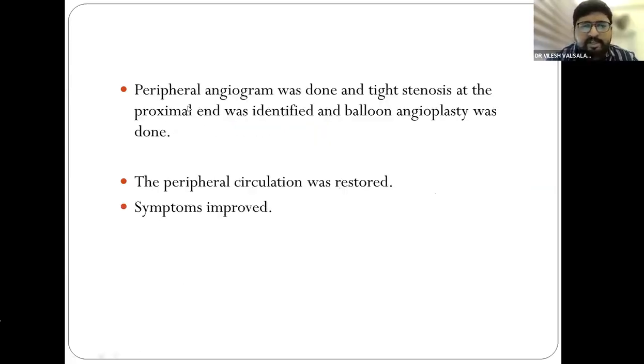Now what happens is, the patient undergoes a peripheral angiogram and they find a tight stenosis at the proximal end. They identify the spot, do a balloon angioplasty, and the peripheral circulation is restored, and slowly the patient's symptoms improve.